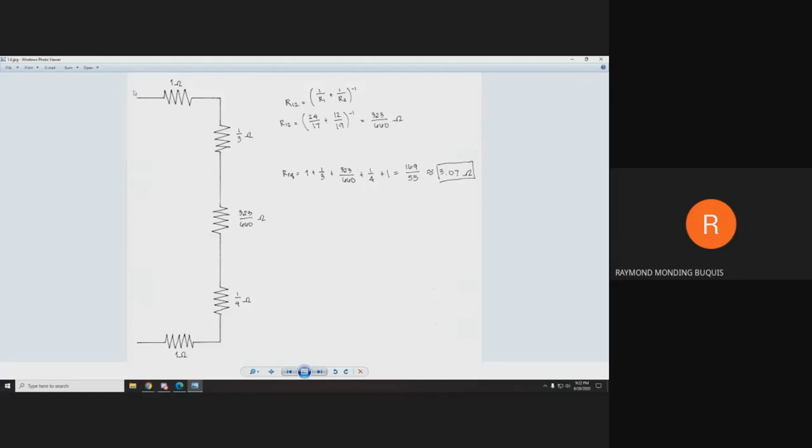As for the equivalent resistance, we will add all the resistors. So 1 plus 1/3 plus 323 over 660 plus 1/4 and 1. That results in 169 over 55, or approximately 3.07 ohms.